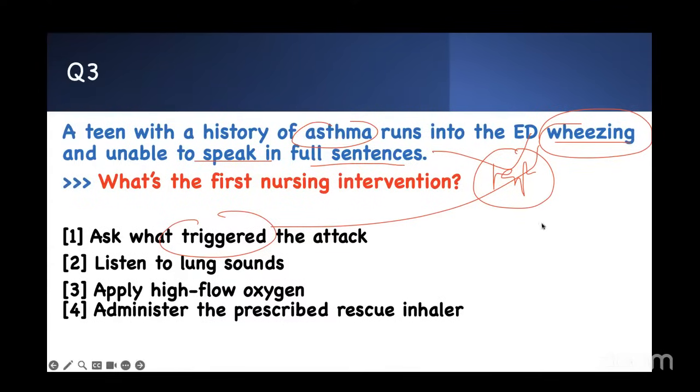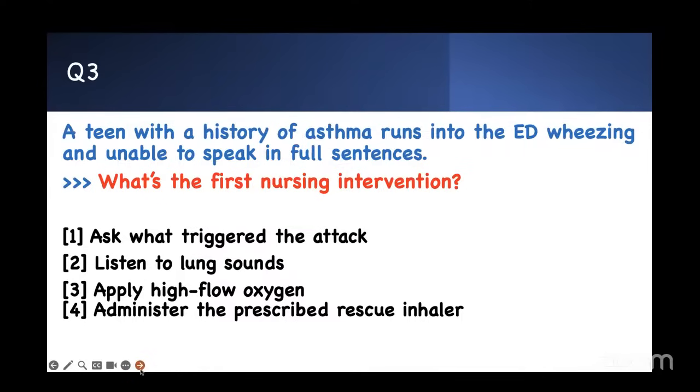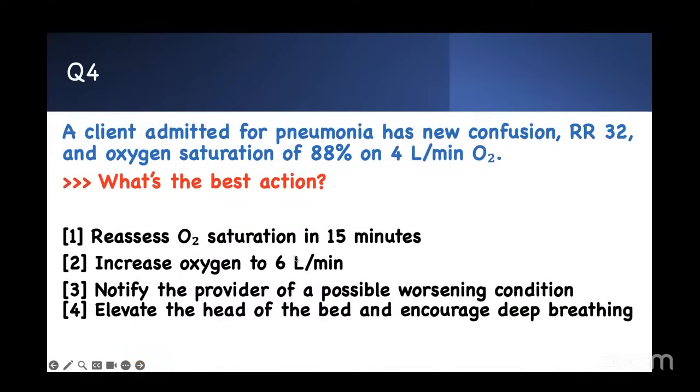Listening to their lungs, they're telling you, I'm wheezing. That is your physical exam. You don't need any more physical exams for this patient. Being unable to speak in full sentences and wheezing is enough. A lot of people will choose number 2. Don't choose it. I've given you enough physical exam findings to answer the question. Give them the rescue inhaler.